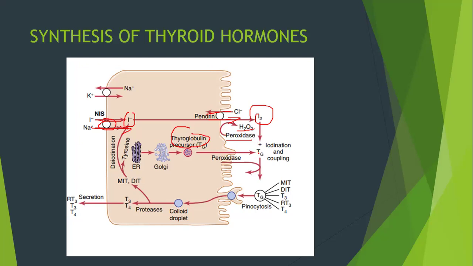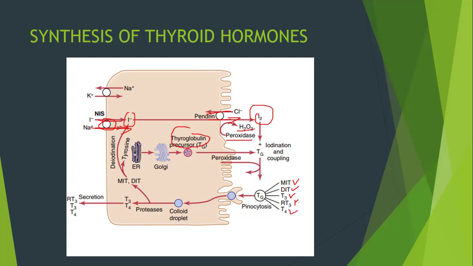Now, after they have reached the colloid, the thyroglobulin will combine with iodine in different proportions. And this is what we call the coupling reaction. So in that particular scenario, you're going to form MIT, monoiodotyrosine, and diiodotyrosine. Now, after forming MIT and DIT, the two of them can combine in different combinations to form T3, reverse T3, and T4, as I've just talked about.